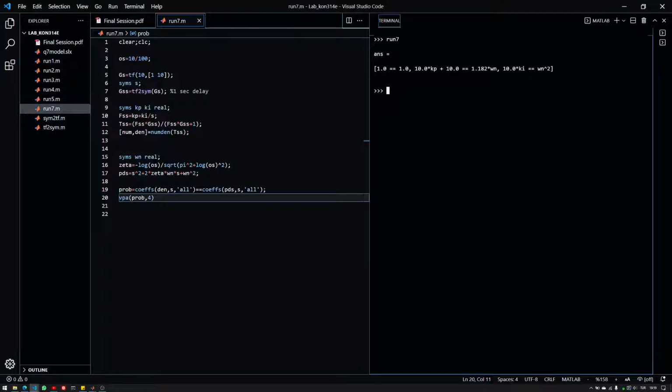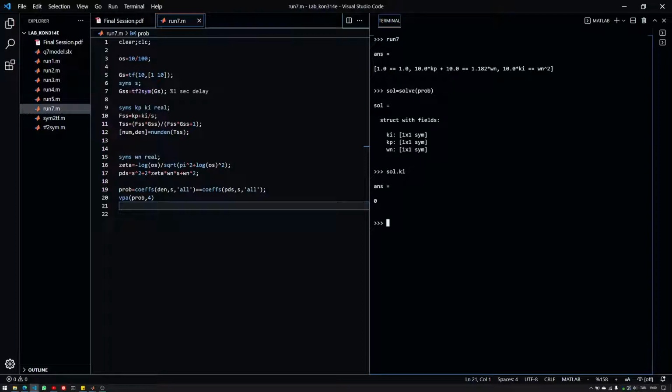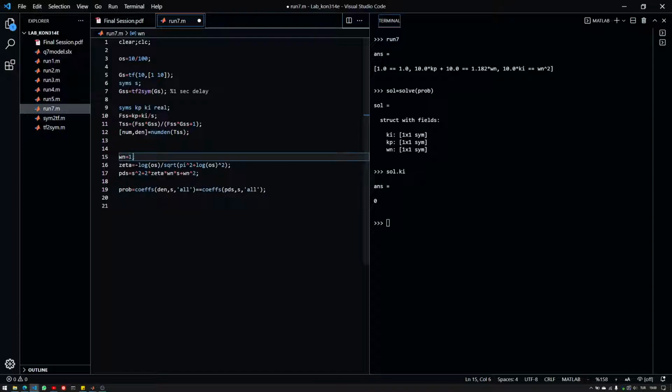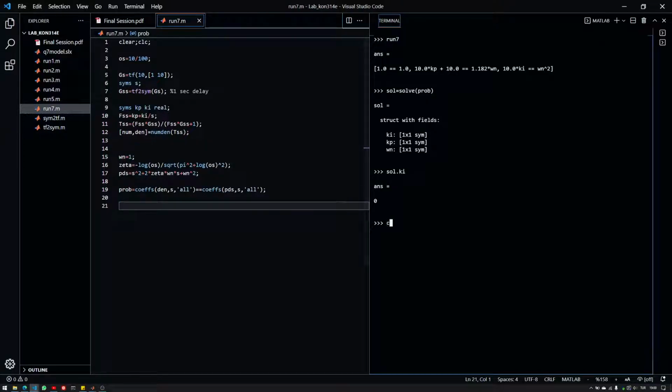So let's look for MATLAB if it gives us some nice solutions. Let's solve it. Now it seems to come up with a solution here where Ki is 0, of course. So yeah, we have to choose omega n. Now let's define omega n equals 1. So let's see what this gives us.